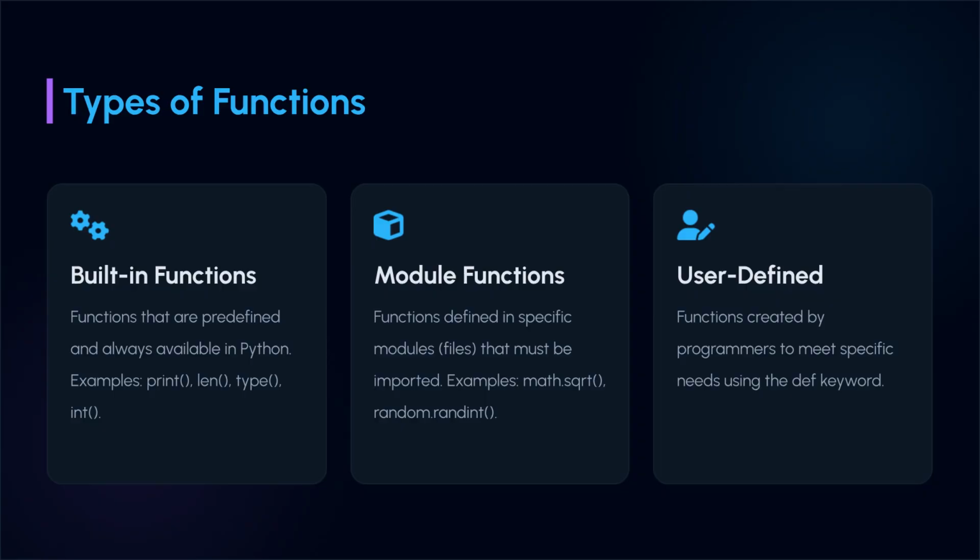Functions in Python generally fall into three types: built-in functions that are always available, module functions that require importing specific files, and user-defined functions which are created by programmers using the def keyword.